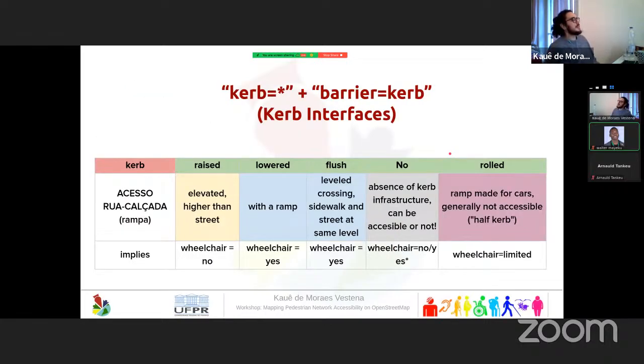Now moving to the curb, the barrier curb. So we have these values for the tag curb. We have raised, that is without access point, raised curb; lowered with ramp; flush, so a leveled crossing, sidewalk and street at the same level; and no, where it doesn't have the curb infrastructure. So it can be accessible or it can't be accessible. We may show some examples of each one of them.